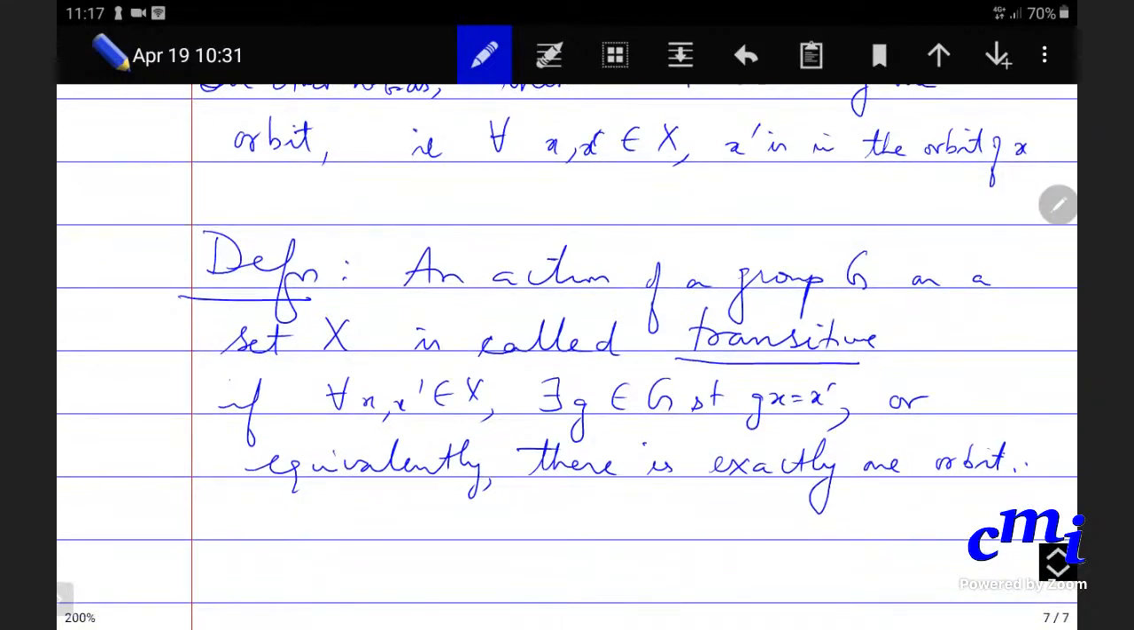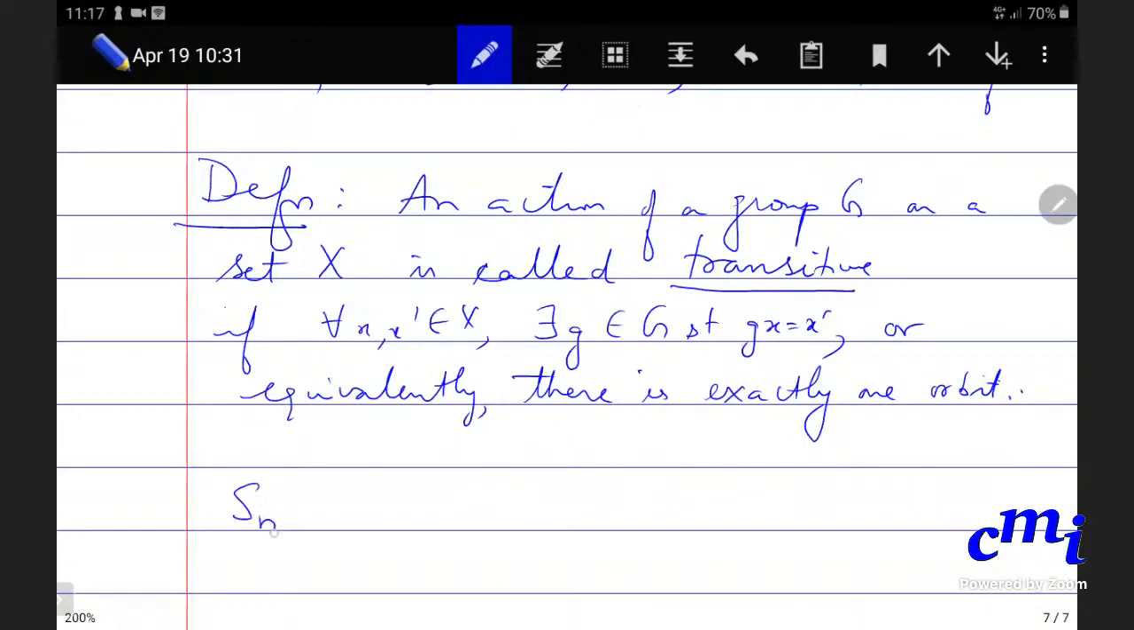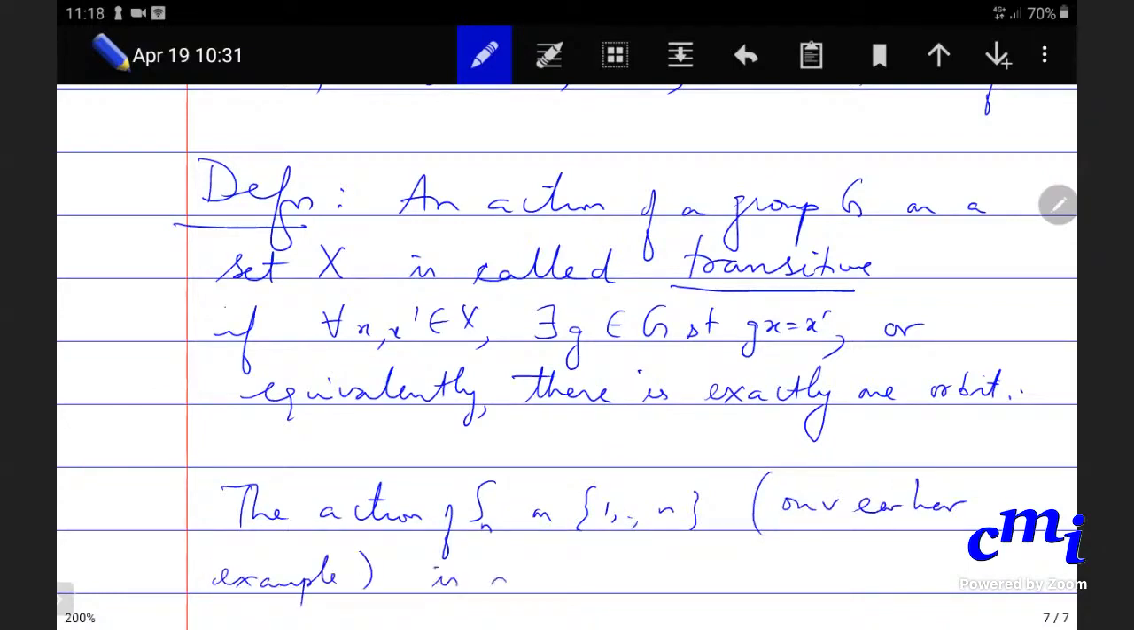So another example is the action of Sn on the set 1 through n that we discussed earlier. It is a transitive action. The action of G on subgroups is not transitive because a subgroup can only go to its conjugates, and conjugates have the same cardinality. So a subgroup of, say, size 5 cannot go to a subgroup of size 6. So it is not transitive.